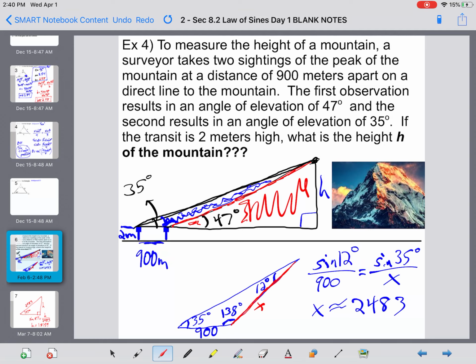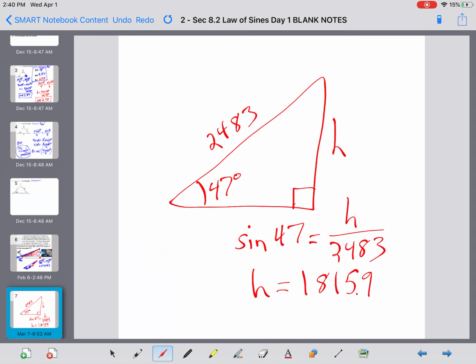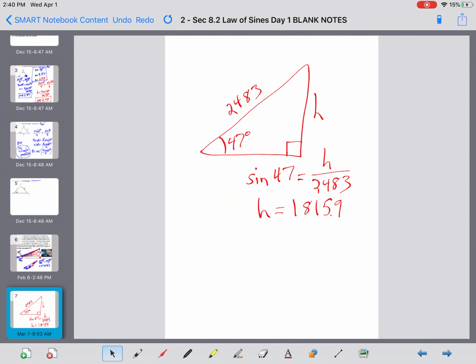Okay, now look back at your picture. Here's the last little trick. We're 2 meters short. Remember, those transits were 2 meters tall. So the height, 1,815.9 meters, plus that extra 2 meters gives me a final answer.